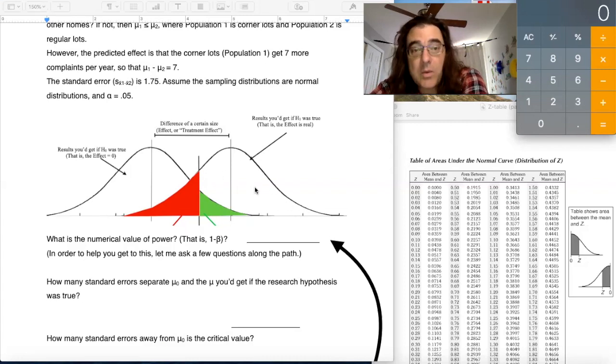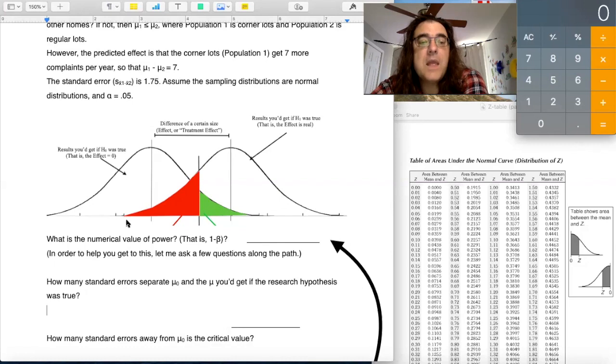Now, how do I get there? Well, that's why I had the steps below. So the difference of a certain size, that treatment effect is 7 complaints. But we can't really work in the units of complaints, which is why I asked you to translate everything into units of standard errors. So the first question I have here is how many standard errors separate the mu of the null distribution from the mu you'd get if the research hypothesis was true?